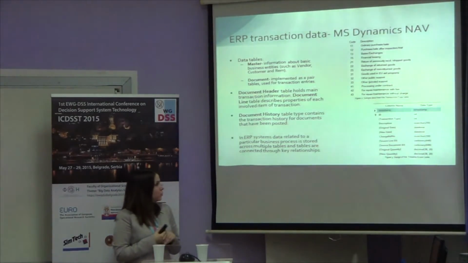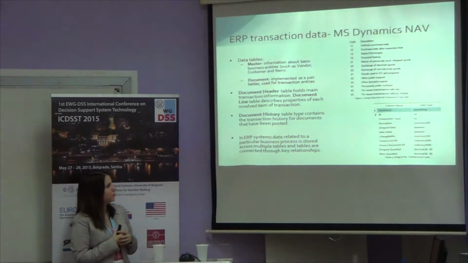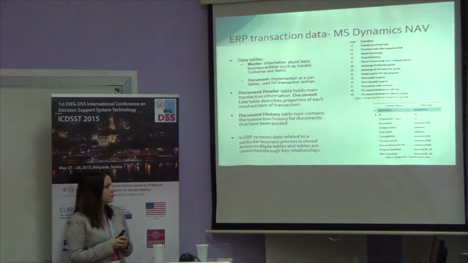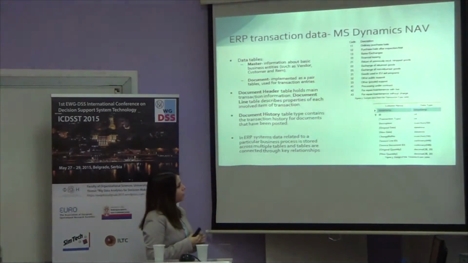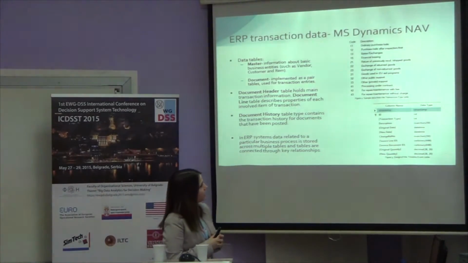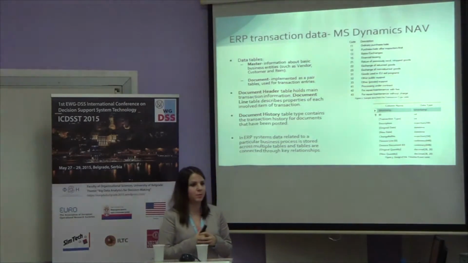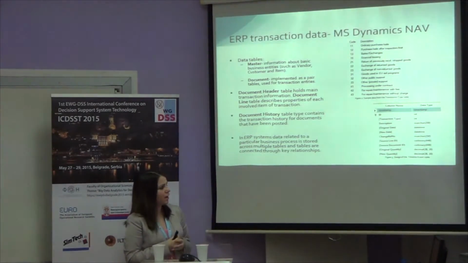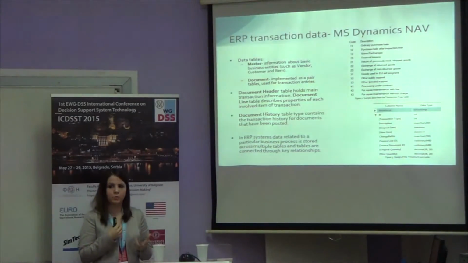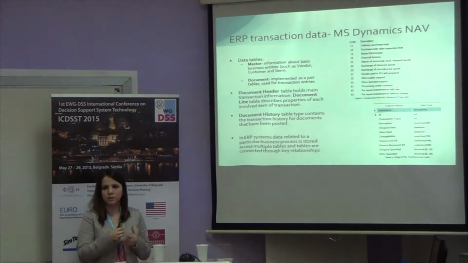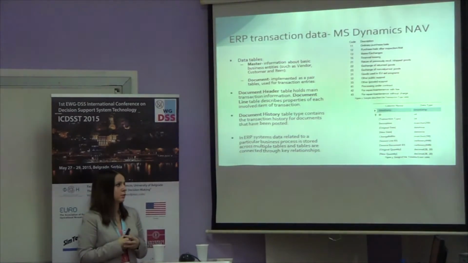We observed one more type of table in this ERP system. It's a document history table type. It contains a transaction history for documents that can already be posted. On the first figure, you can see sample data from the transactional type table. These tables are required to be implemented in the system to collect information about events that we can then convert automatically to an event log.